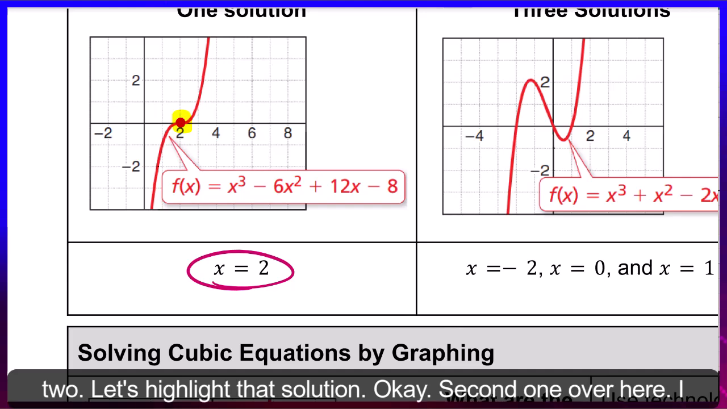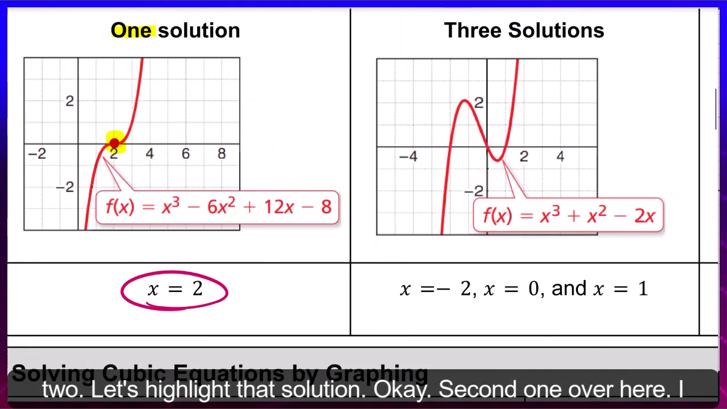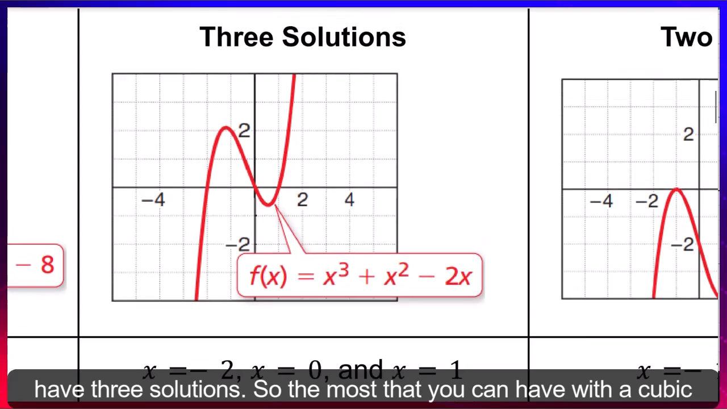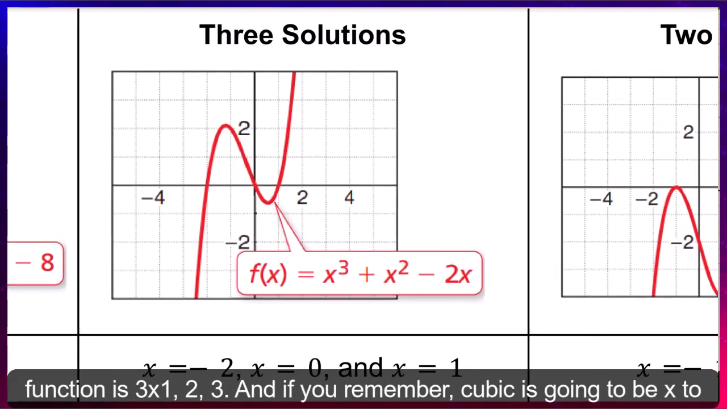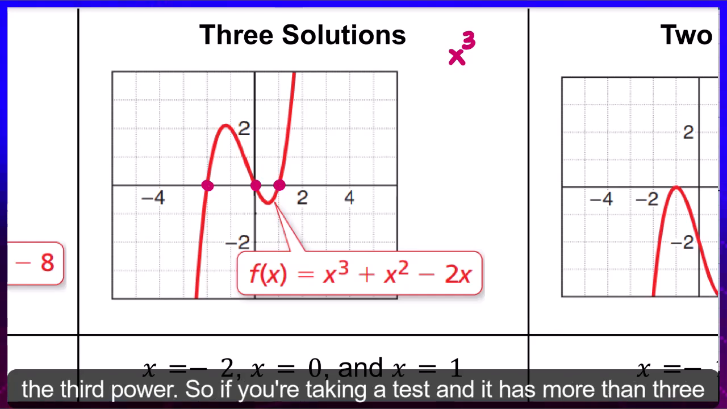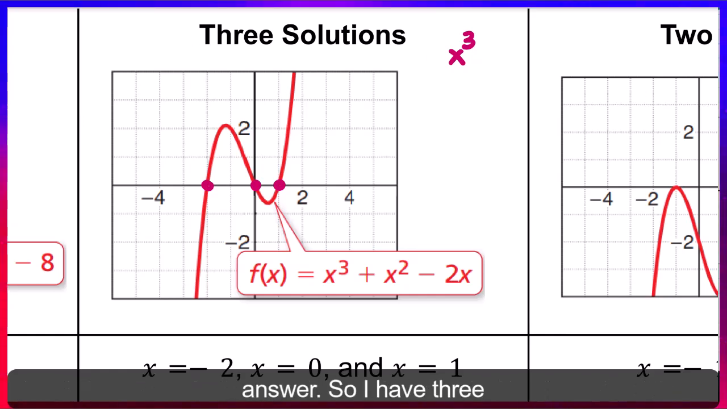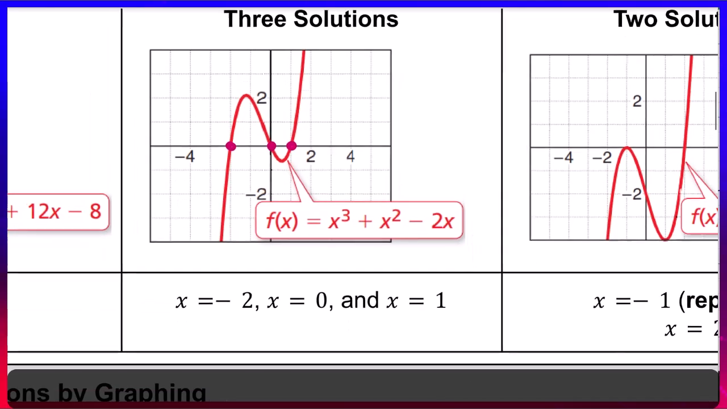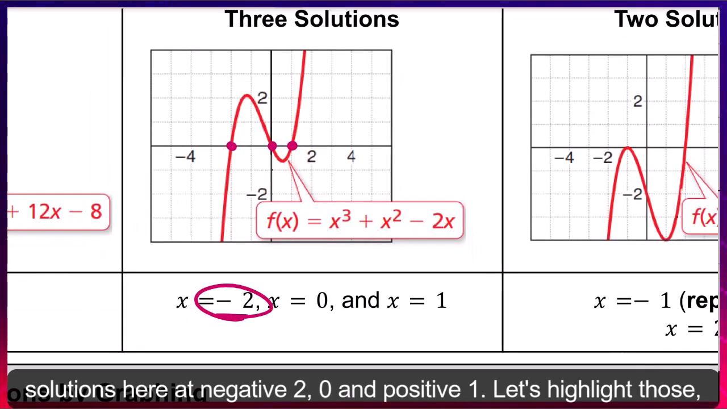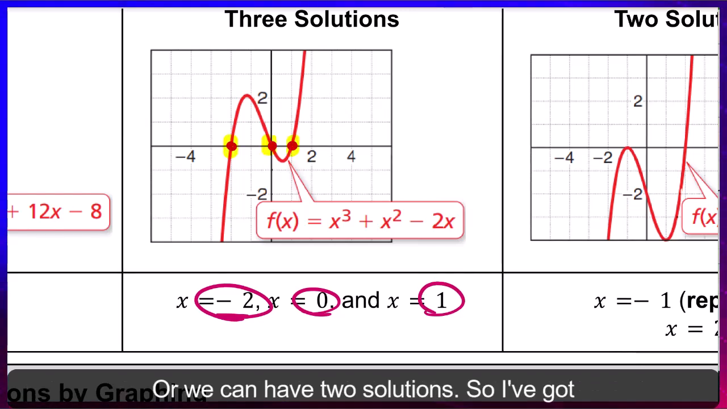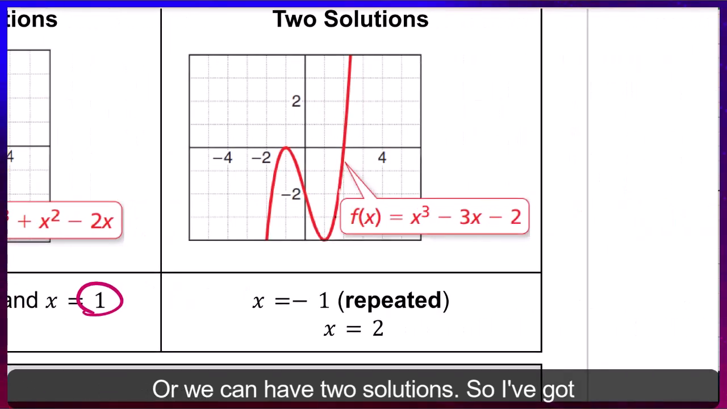Let's highlight that solution. Okay, second one over here, I have 3 solutions. The most that you can have with a cubic function is 3: 1, 2, 3. And if you remember, cubic is going to be x to the 3rd power. So if you're taking a test and it has more than 3 options for solutions, you know that that's not going to be the answer. So I have 3 solutions here at -2, 0, and +1. Let's highlight those.